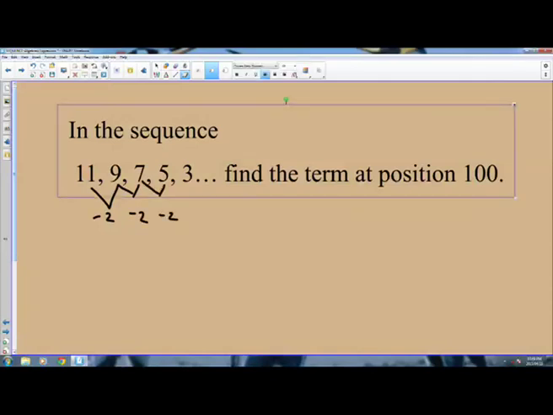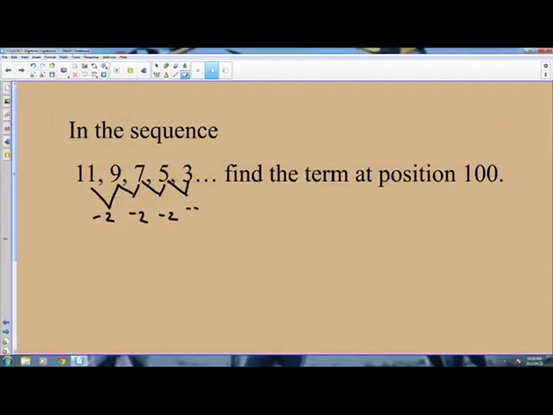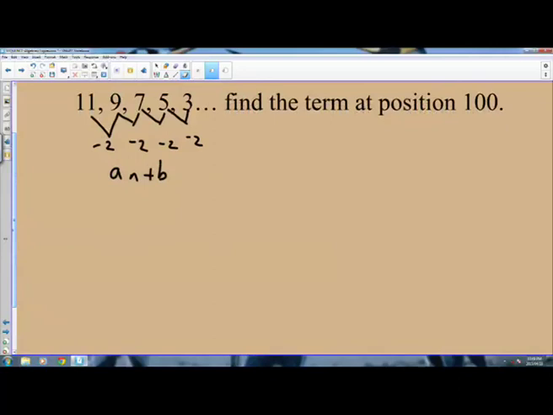3 minus 5 gives minus 2 as well. So this sequence is linear, and we can see that the general form will be in the form an plus b. Then the question is, what is the value of a? A here is equal to negative 2. So we are to find out what b is.